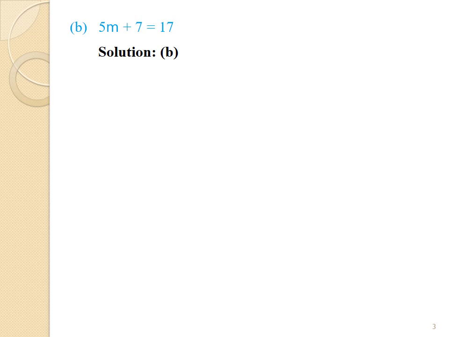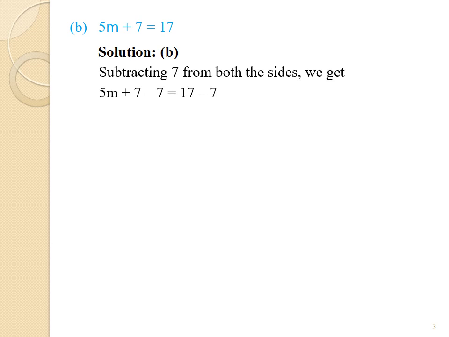Subtracting 7 from both the sides of the equation, we get 5m plus 7 minus 7 equals to 17 minus 7. Cutting plus 7 and minus 7 from left hand side and subtracting 7 from 17, we get 5m equals to 10.